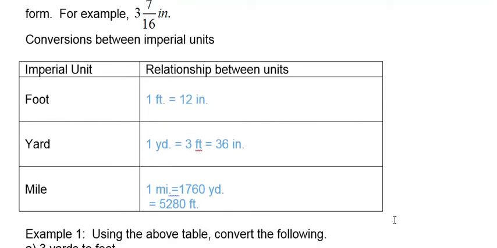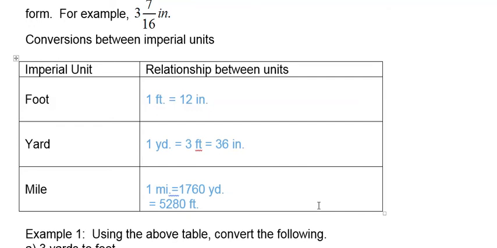So a foot is equal to 12 inches, a yard is 3 feet or 36 inches, and a mile, this one I suspect is not in most people's heads, is 1,760 yards, or 5,280 feet. So these values are typically provided to you in the test form, or you have them on a formula sheet, so that you're not expected to necessarily have these values memorized, but you're expected to be able to use them.